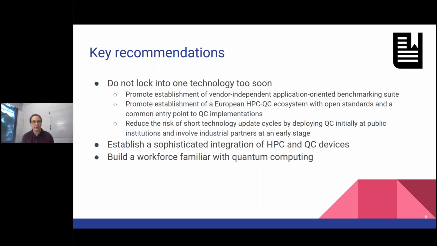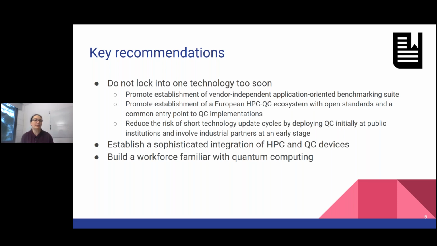And to promote the establishment of an HPC quantum computing ecosystem with open standards and a common entry point to quantum computing implementations. Because what you're seeing at the moment is that very often the vendors are providing a lot of this ecosystem, and that's sometimes not good, because you're missing the standards. Of course, this is not the fault of the vendors. They need to make their systems usable, and that's clear for everybody. But it's something that I think we should think about in the next years.